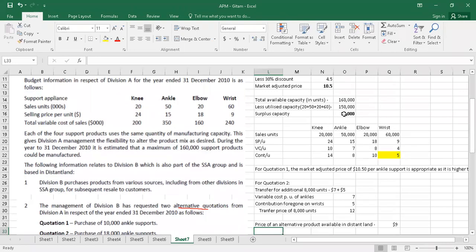Division A has surplus capacity of 10,000, no? They could utilize that capacity and make some profit. Yes, correct. Availability of capacity is there, so they can utilize it. So for these 10,000 units, would it be feasible if they bring this 10.5 down to 9? Will they be benefited? Yes, ma'am, they will still be able to benefit because the variable cost is only 7. Even if they bring it down to 9, they still will be benefited.